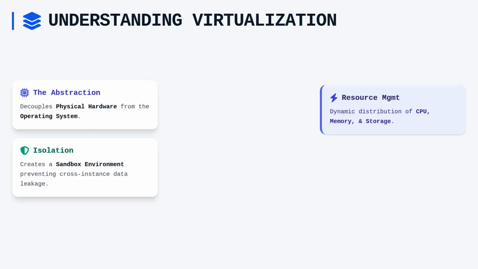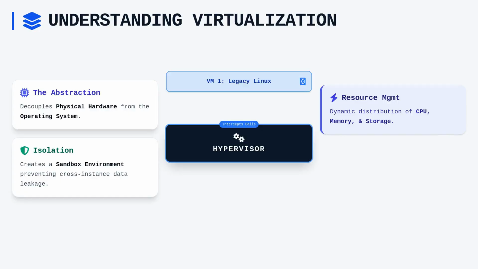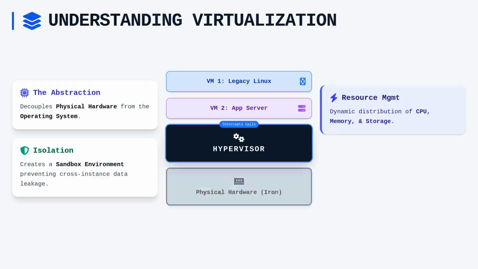This level of abstraction is what permits us to run disparate operating systems, such as a legacy version of a Linux distribution alongside a modern application server, on the same iron without conflict. We gain the ability to snapshot state, replicate environments, and move workloads across different physical servers with minimal downtime.